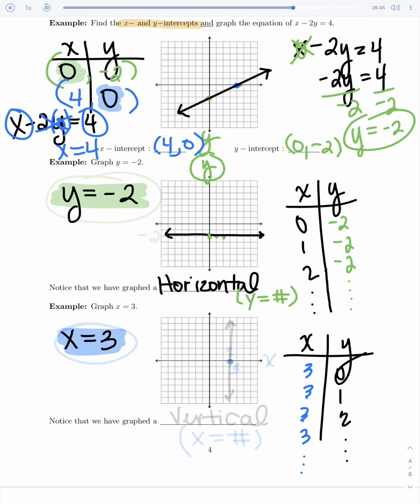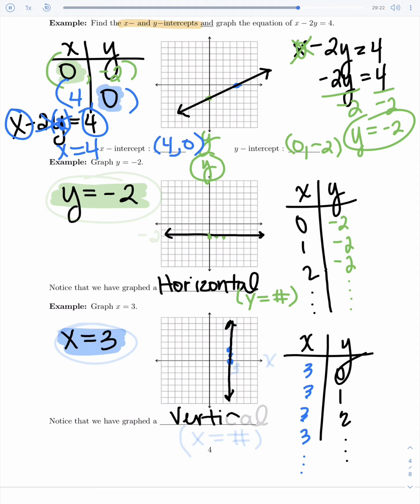So let's see what happens if we plot the first couple points here. Well, 3, 0 is over to the right 3, but doesn't go up and down. The next one, 3, 1 goes over to the right 3 and then up 1. The next one, 3, 2 goes over to the right 3 and up 2. Notice we're still creating a line. We can still play connect the dots here and draw our arrows at the end like before. This is still a special line, but this is a vertical line now.